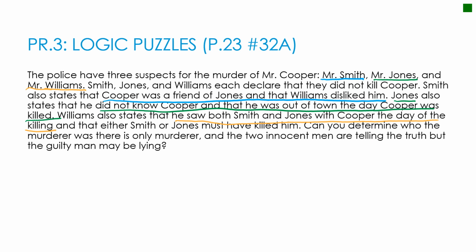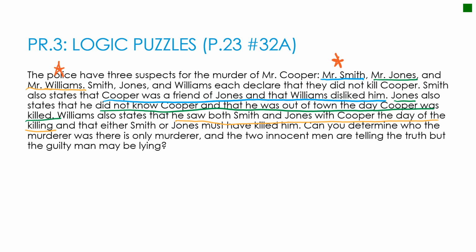So let's take a look at Smith. If Smith is the killer, then we know Jones and Williams are telling the truth. Jones says he doesn't know Cooper and he was out of town the day Cooper was killed. Williams says Smith and Jones were with Cooper. So again, these two don't work because if Jones doesn't know Cooper, then he couldn't have been with Cooper the day he was killed. So Jones, it isn't looking good for you, buddy, but let's go ahead and see if the logic works.